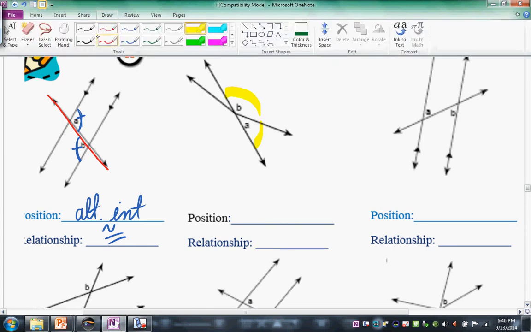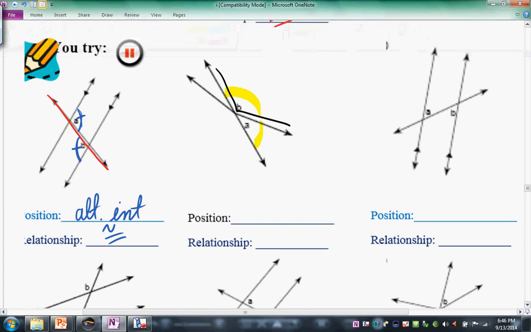Here's A and B here. This is from a while ago. They share a spine, they make a line. These guys are a linear pair. They are not congruent, but they do sum 180.